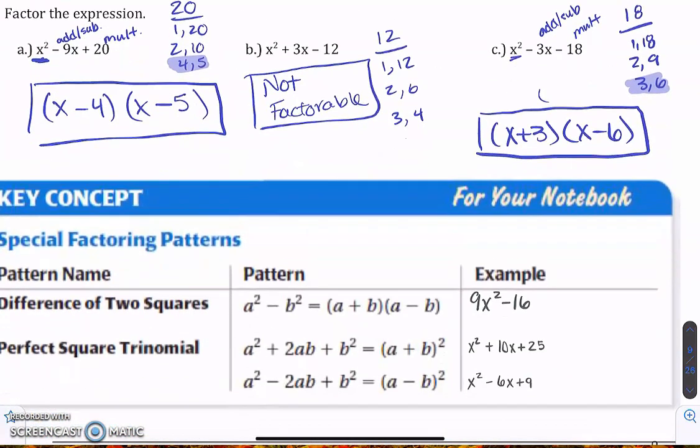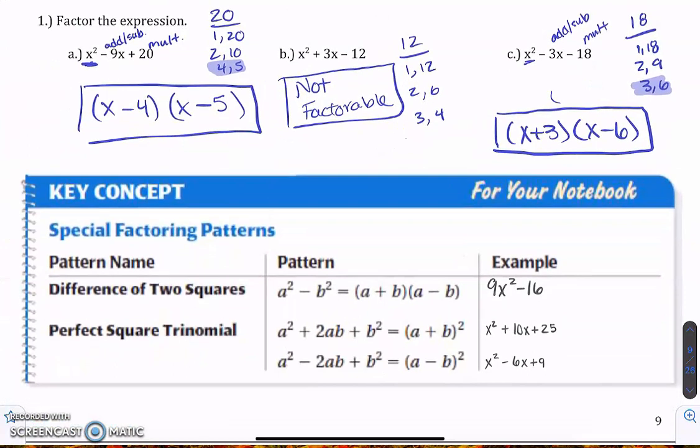Okay, there are some special factoring patterns. You won't necessarily have to have them memorized, but they are good to just have in the back of your head, so if they pop up, we'll talk more about them later, just so that you know that they're patterns, and then hopefully get used to them. So the first one is a difference of 2 squares.